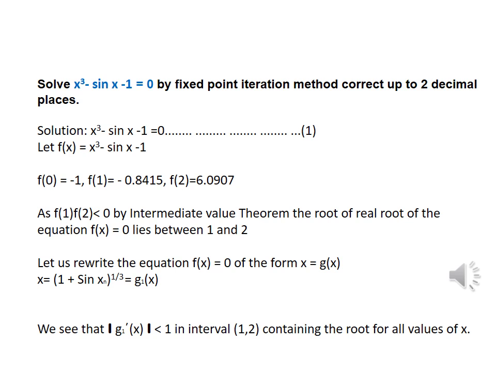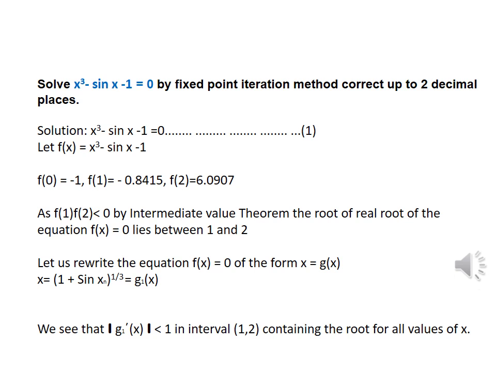Now let's see another question. Solve x cube minus sin x minus 1 equals 0 using the fixed point iteration method up to 2 decimal places. Here, first of all, we need to find the range or broad interval of the root, so we substitute different values 0, 1, 2, etc. We need to find whether a positive value goes to negative or a negative value goes to positive.